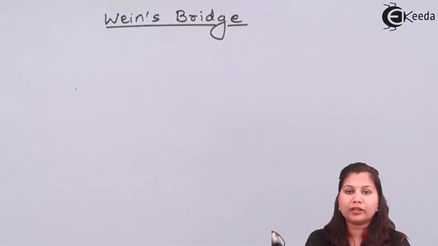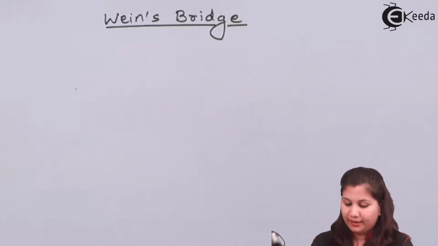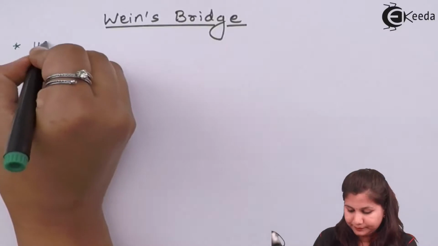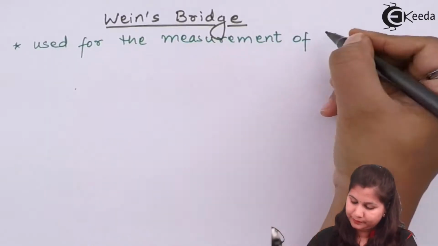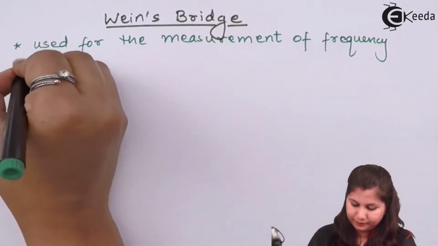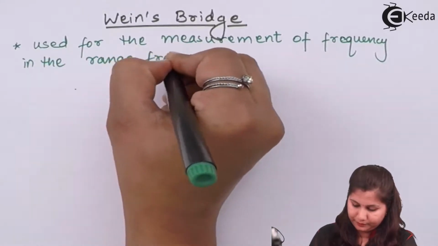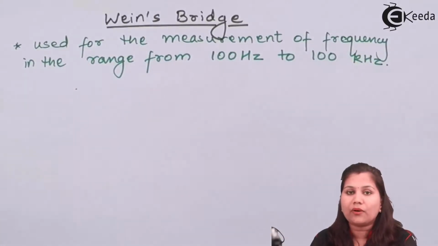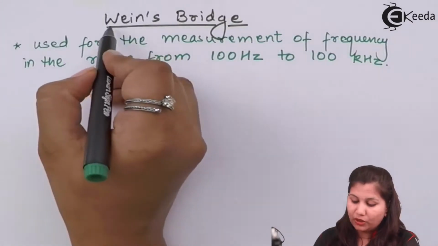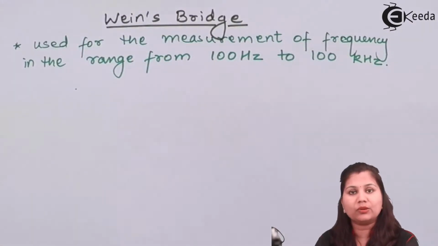Wien's bridge is used for the measurement of frequency in the range from 100 Hz to 100 kHz. And the accuracy of the Wien's bridge is from 0.1% to 0.5%. It is called Wien's bridge after the name of the scientist who invented it. The name of the scientist is also Wien.